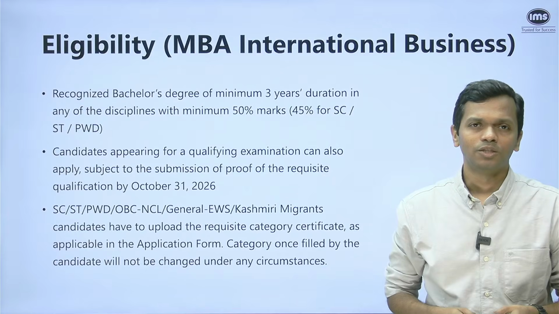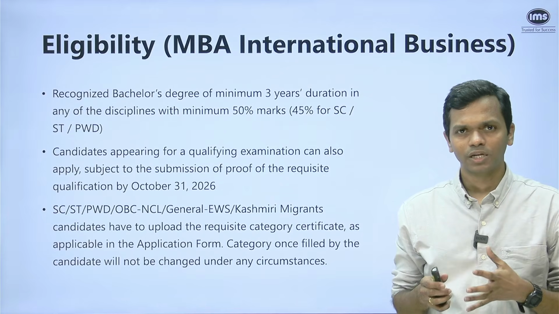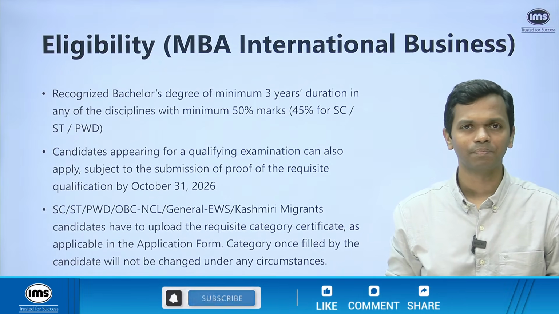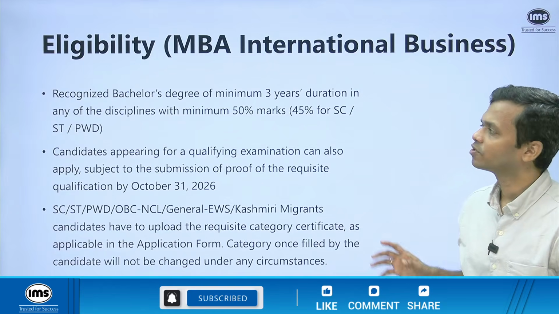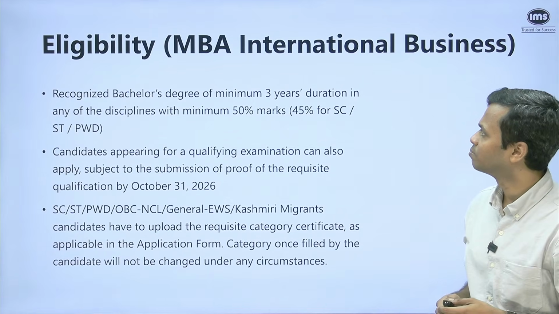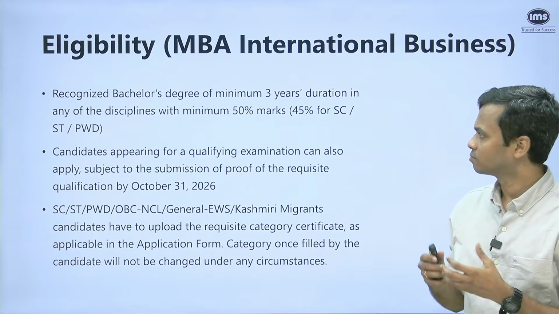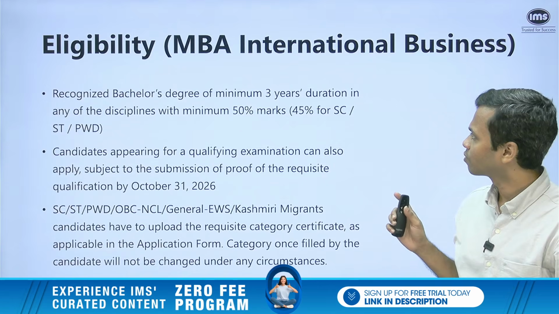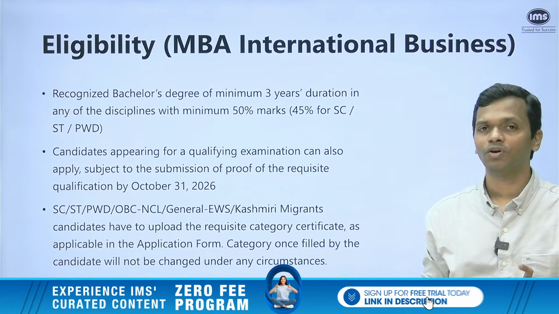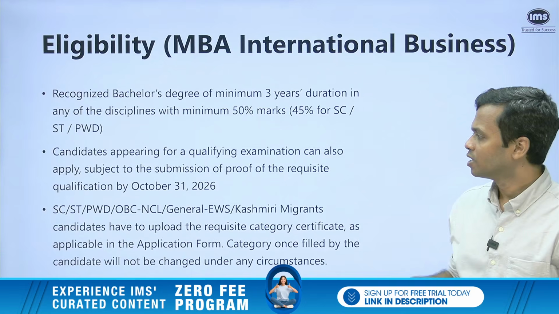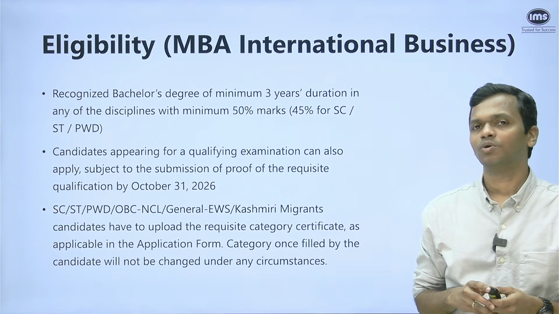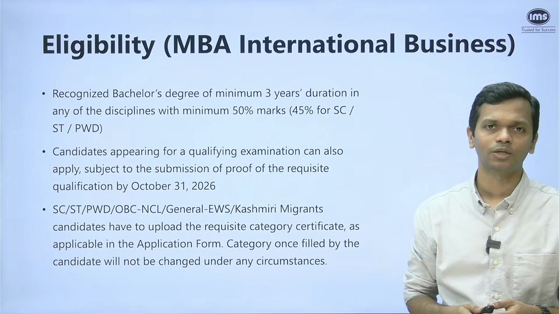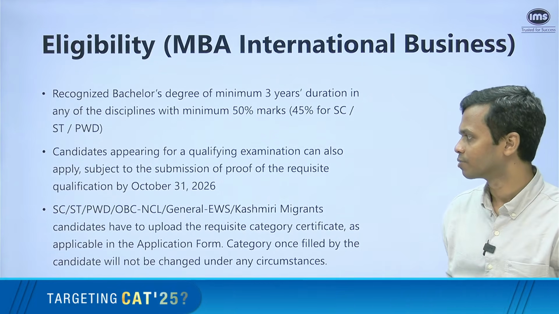Now let's talk about the eligibility. So I'm going to talk about the eligibility for the individual programs. There's a slight difference when it comes to the business analytics program. For the international business program, the first is you need to have a bachelor's degree with minimum 3 years duration and it can be in any of the disciplines, that doesn't really matter. Minimum marks is 50%. Now for SC, ST and PWD candidates, that is 45% as the minimum requirement. Even if you're a final year candidate, you should be able to apply, so that is not a problem. But they have given that you need to complete your graduation degree and give all the details by October 26.